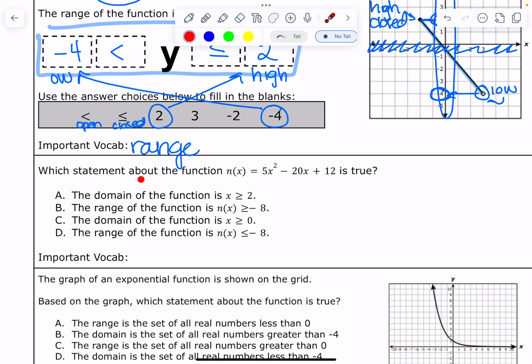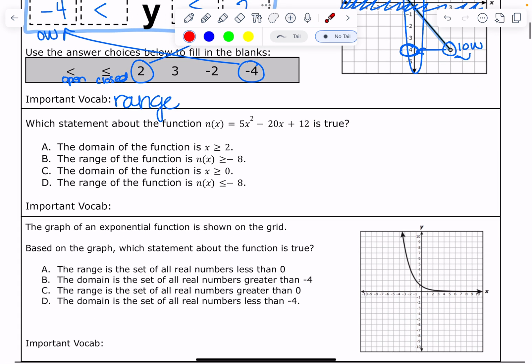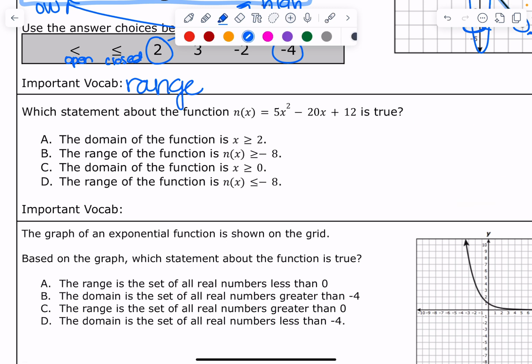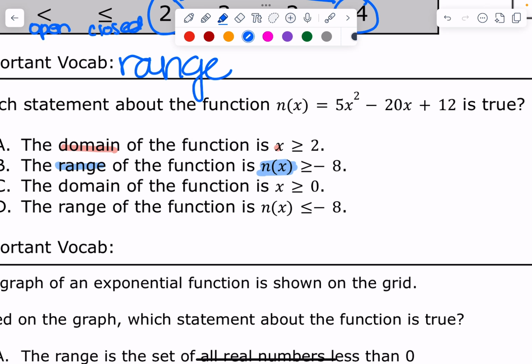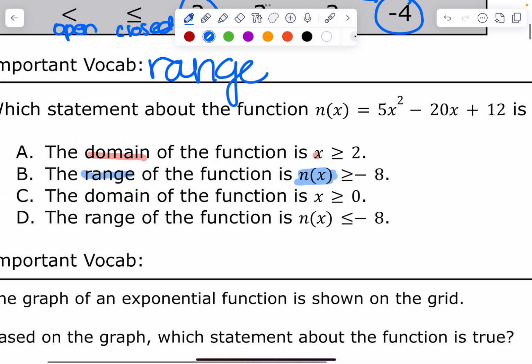It says, which statement about the function n of x, parentheses, equals 5x squared minus 20x plus 12 is true? So let's go ahead and read our answer choices because we don't have a picture. So it says the domain x is greater than or equal to 2. Maybe, I don't know. My range in x. So I don't know what in x is, but, well, I do, but sometimes y'all get confused. In x is like saying the same thing as y. So we're going to change all of these to y so we don't get confused. In x is y. Okay.